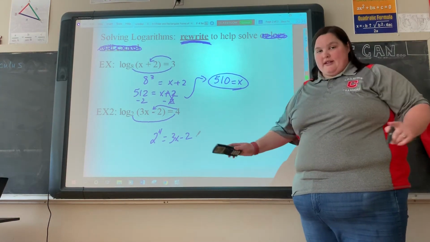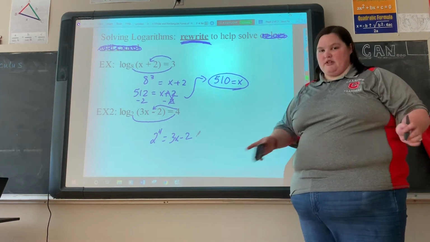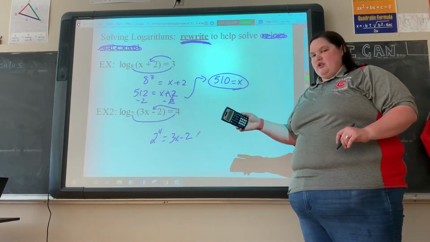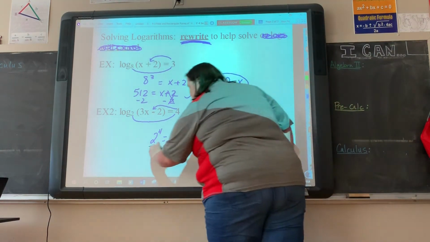First thing, always, you have to solve out the exponent. That's good order of operations. So you have 2 to the 4th, that's 16.